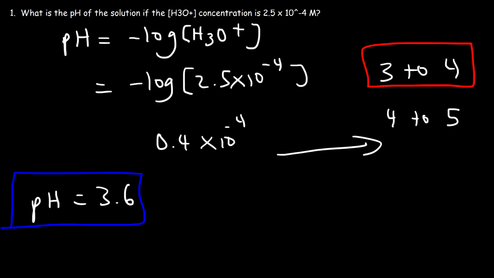So that's how you can get a ballpark answer just by looking at this if you don't have access to a calculator. Now let's see what the pH of this solution will be. So if we type in negative log 0.4 times 10 to the minus 4, that will give you a value of 4.4, which is between 4 and 5.